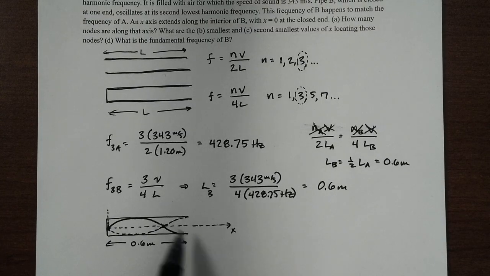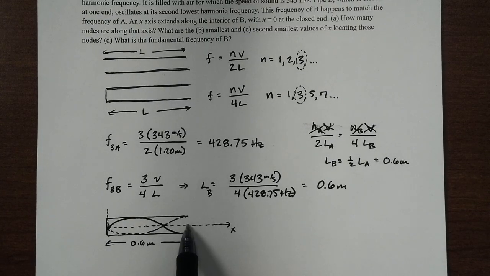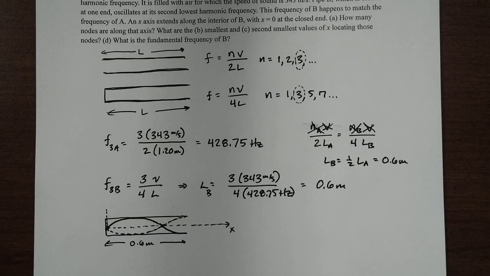If you were to graph pressure, it would be the exact opposite of here. Here, the pressure is staying the same. Here, the pressure is oscillating the most. Here, the pressure is the same. And again, here's another place where pressure is oscillating the most.